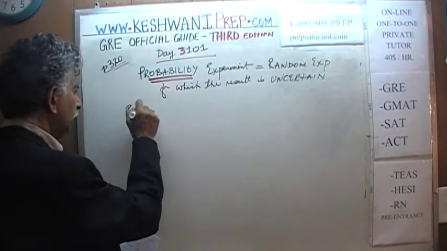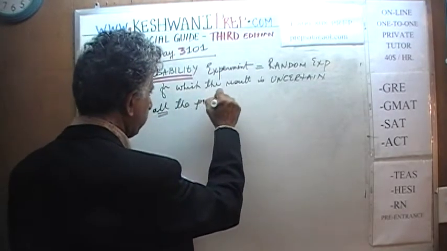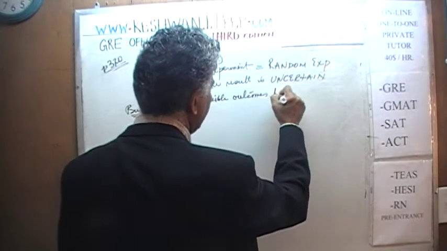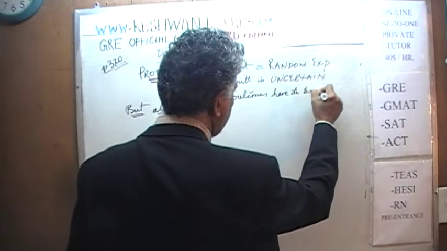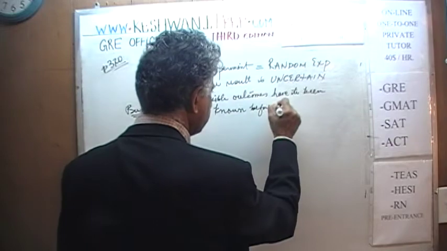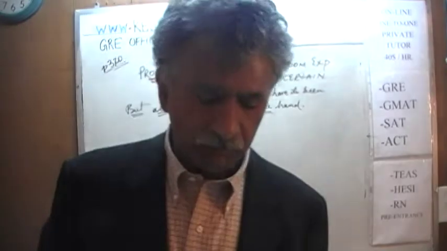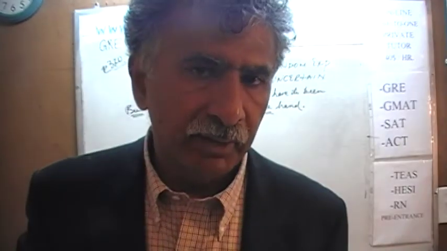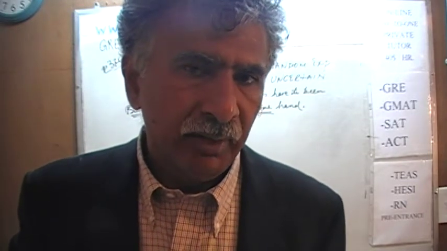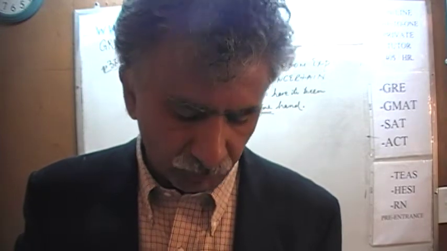But all the possible outcomes have to be known beforehand. Of course, all the possible outcomes have to be known beforehand. We have to have the knowledge that if we roll the dice, there are 6 possible outcomes. We have to possess the knowledge that if we were to pick one card out of the deck of cards, there are 52 possible outcomes, and so on and so forth, obviously.